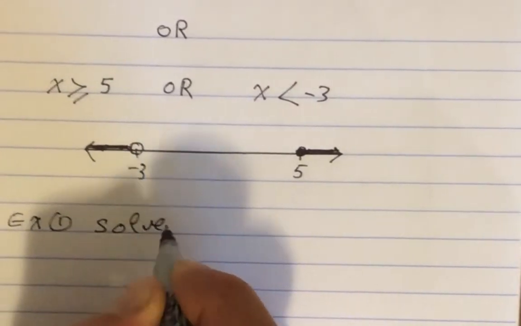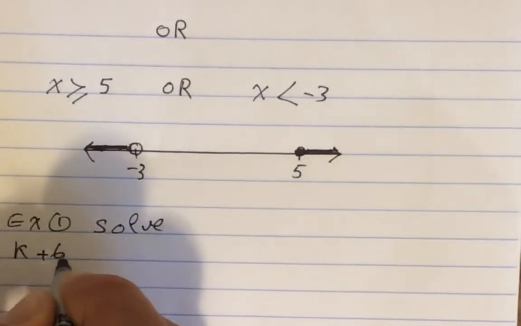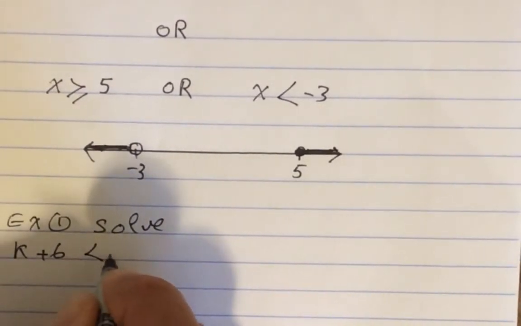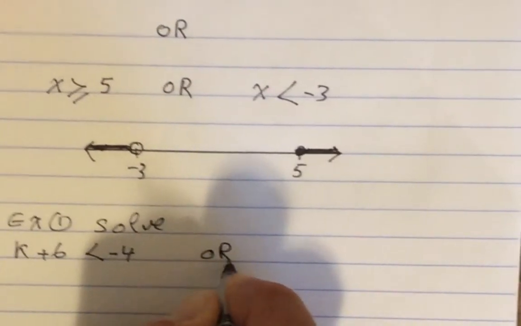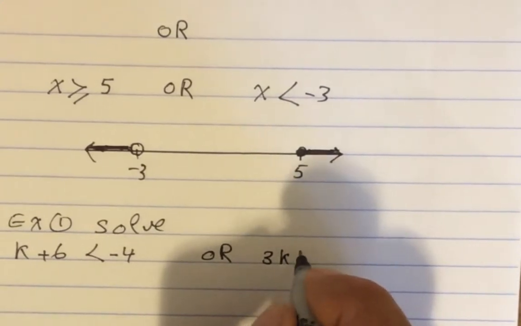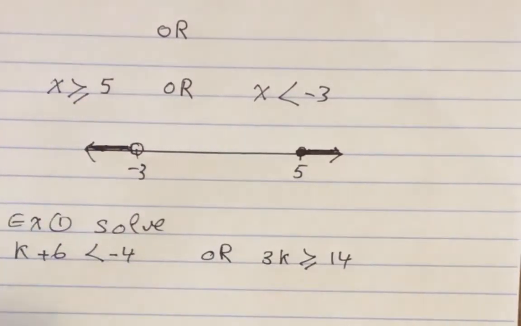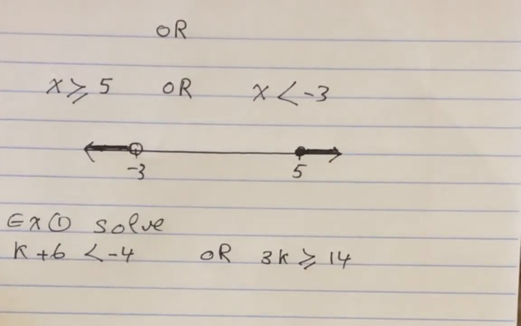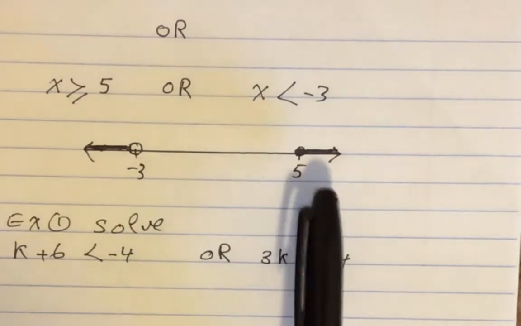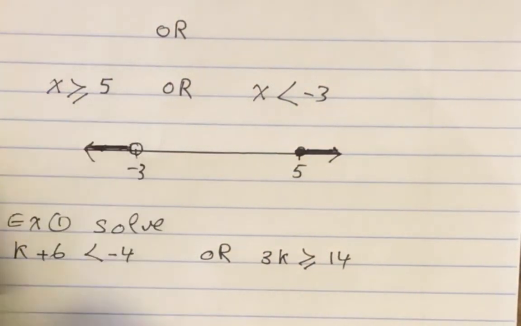Solve: k plus 6 less than negative 4 or 3k greater or equal to 14. So we solve each one of them and then we draw both of them on a number line, and when it's OR, the solution should look like this. Part of the solution going to the right, part of the solution going to the left, and there is nothing in common in between. In between is going to be no solution here.